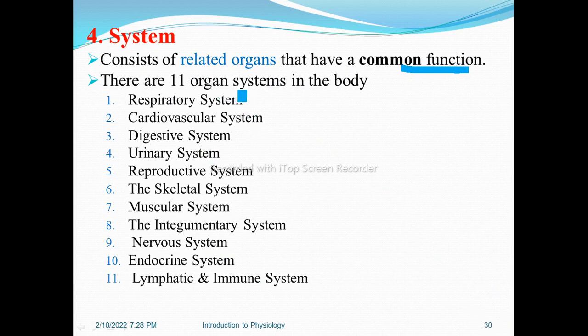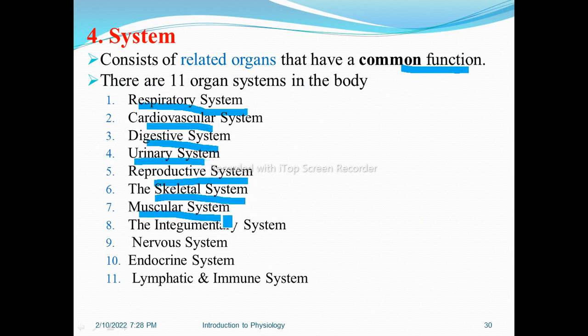There are 11 organ systems in the body: the respiratory system, cardiovascular system, digestive system, urinary system, reproductive system, skeletal system, muscular system, integumentary system, nervous system, endocrine system, and lymphatic and immune system, which are considered physiological systems. Sometimes the lymphatic system is grouped under the cardiovascular system and named the circulatory system. The immune system can also go there, but we can also differentiate them in separate ways like this.